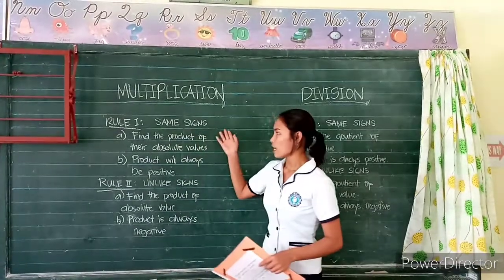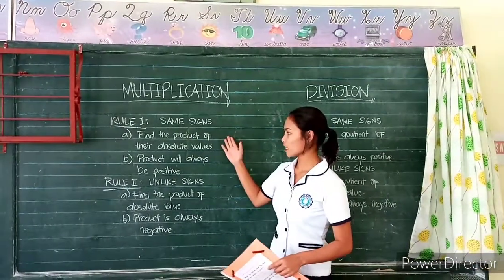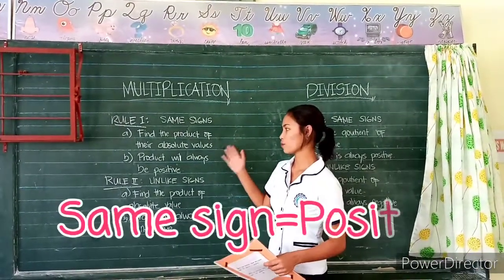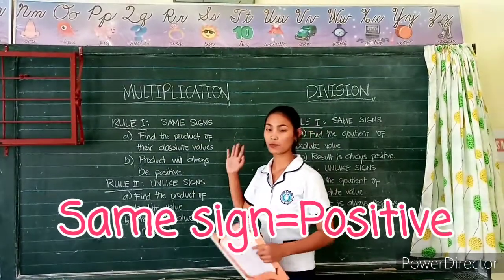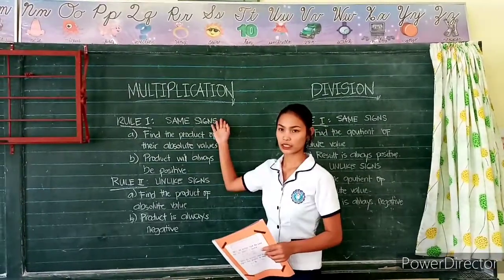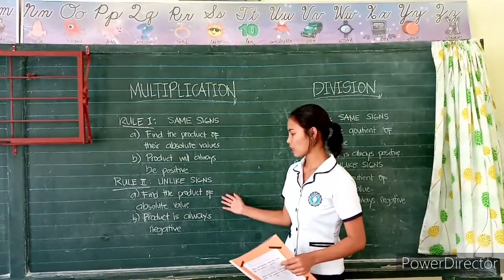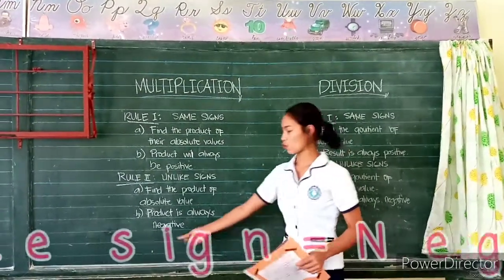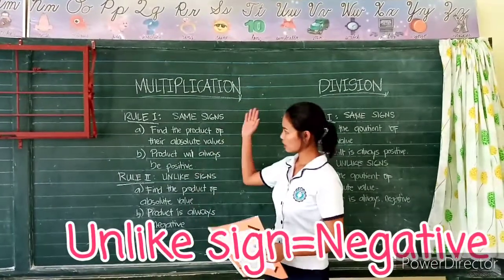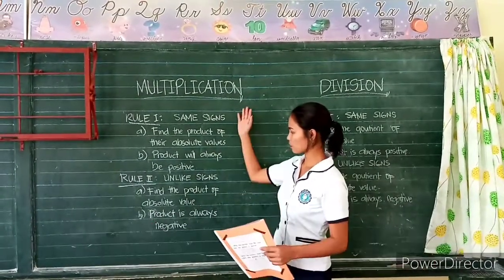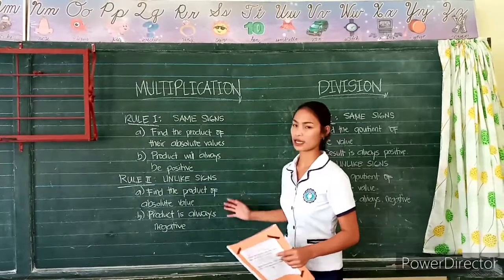Rule 1. If the numbers have the same signs, you have to find the product of the absolute values, and the product will always be positive. This is only applicable if the numbers have the same signs. For the second rule, which is unlike signs, find the product of the absolute values and the product is always negative. So, same signs, positive; unlike signs, negative.